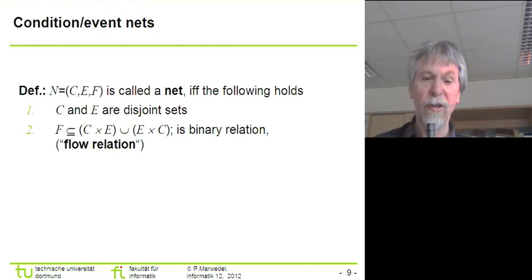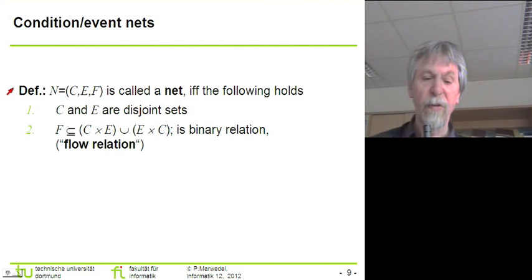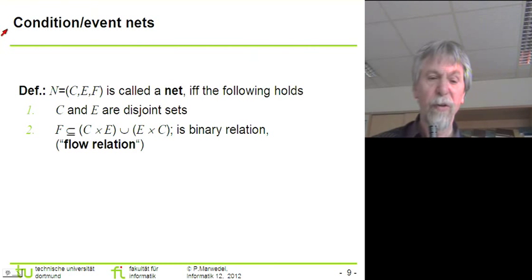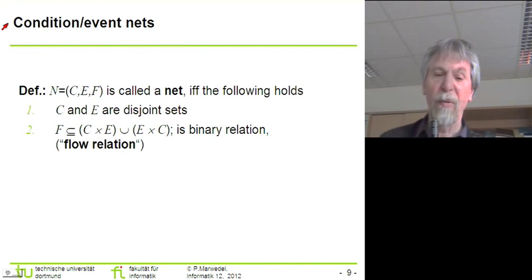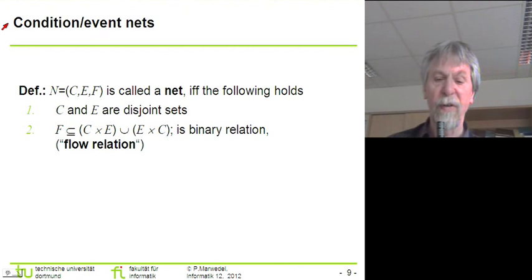Now, this was an informal introduction into modeling with Petri nets. Next, I'd like to become a little more formal by formally defining what we mean when we talk about a Petri net. The first type of Petri nets that I would like to introduce are so-called condition event nets. Condition event nets can be introduced by first defining a so-called net.